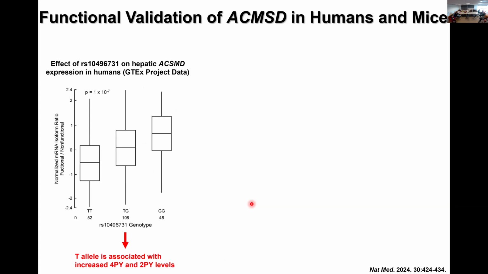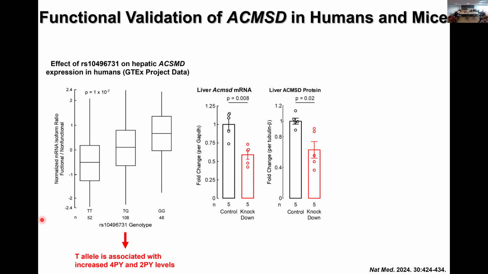So if you use publicly available gene expression data and ask, what are the 3 genotypes for that SNP that we found? There is TT, there's TG, and GG. Well, individuals who are TT have lower gene expression of this ACMSD gene in the liver. So the T allele reduces ACMSD expression, but is associated with elevated 4PY and 2PY levels. That's shown right here. So the lower you have ACMSD, the higher the levels of these metabolites.